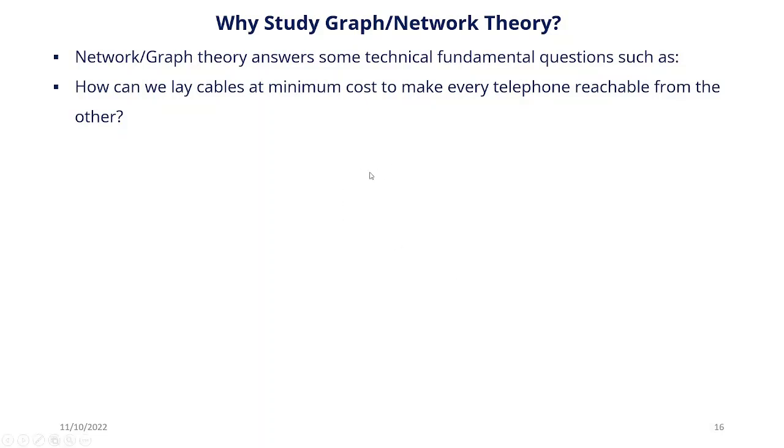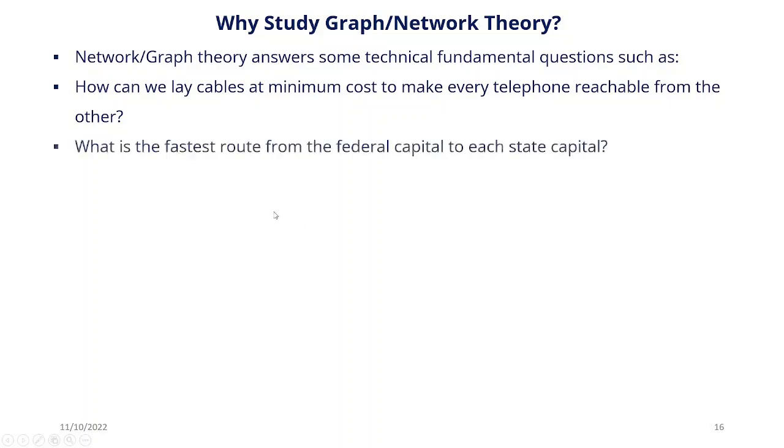Recently, I saw one of the telecom companies laying fiber optic cables in my neighborhood. They were digging some parts of the street, putting cables, and then covering it up. So we can learn about how to lay those cables optimally by using the concepts of graph theory. What is the fastest route from the federal capital to each state capital in any country?